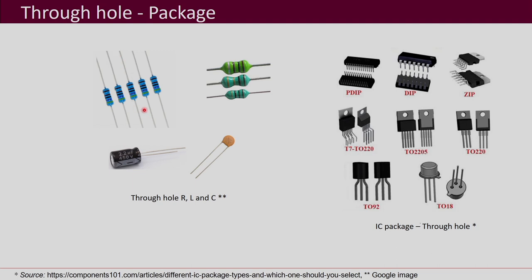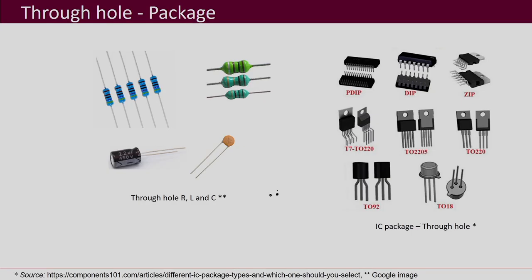What we see here are the traditional components, and these have leads at their two ends. When we want to put them on a PCB, that is a printed circuit board, we have to have two holes in it. So, let us say this capacitor is going to go into the holes, and this is going to be the board. That is why these are called through hole components, or the packaging is called the through hole packaging.